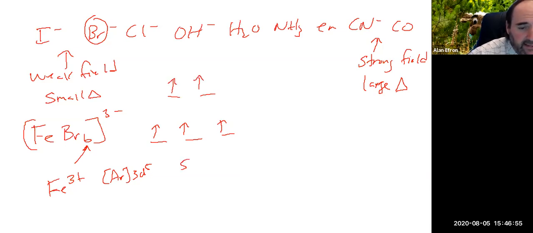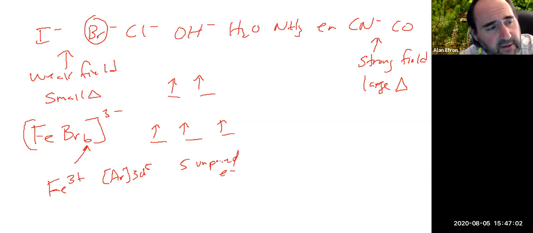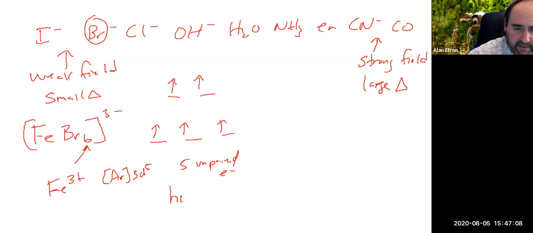And what we end up getting is 5 unpaired electrons. And with 5 unpaired electrons, the more unpaired electrons you have, you get something which is referred to as a high spin complex.